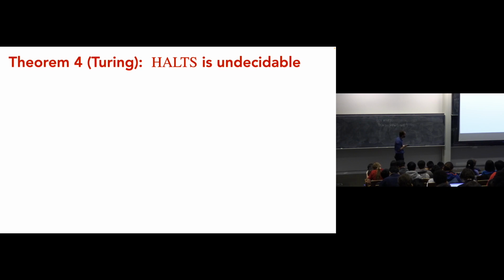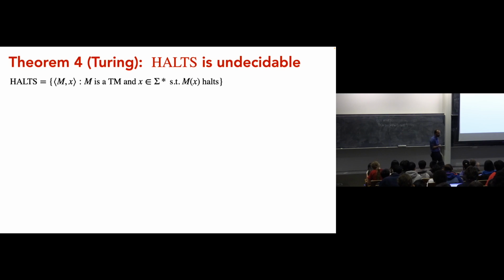Halts is undecidable. That was in the original Alan Turing paper. He showed the halting problem is undecidable. And now with everything we have, this is going to be relatively straightforward. The halting problem is kind of similar to the accepts problem. In accepts, I want to know whether m on x accepts or not. In the halting problem, I want to know whether m of x halts or not, whether it accepts or rejects.